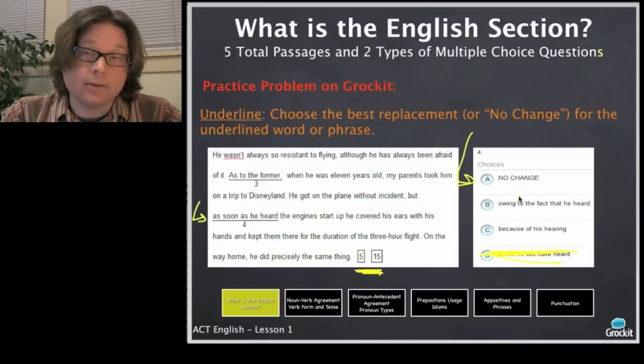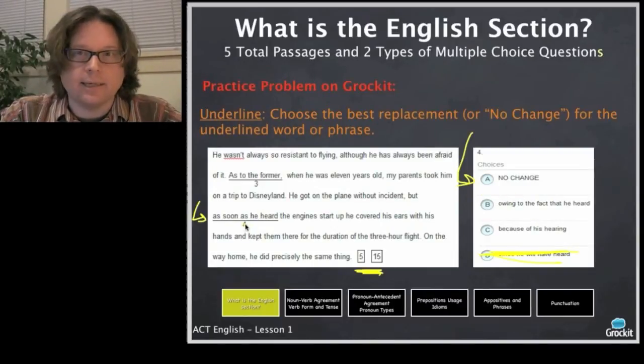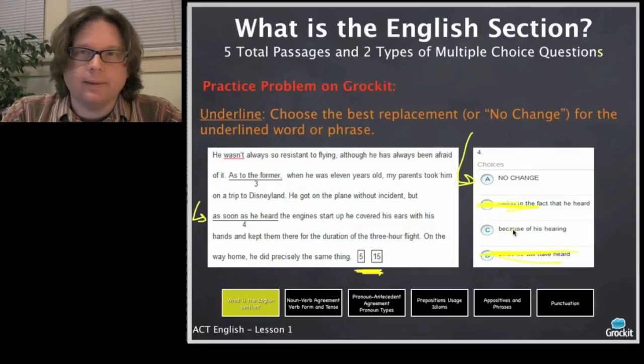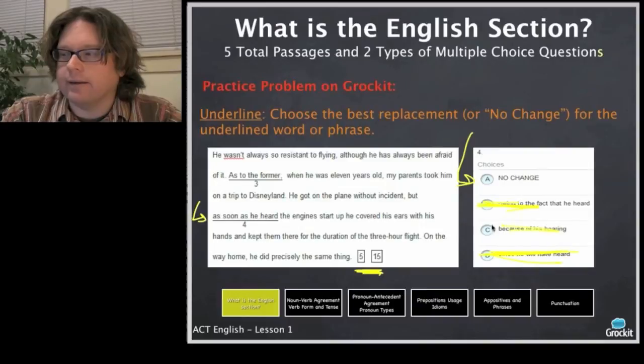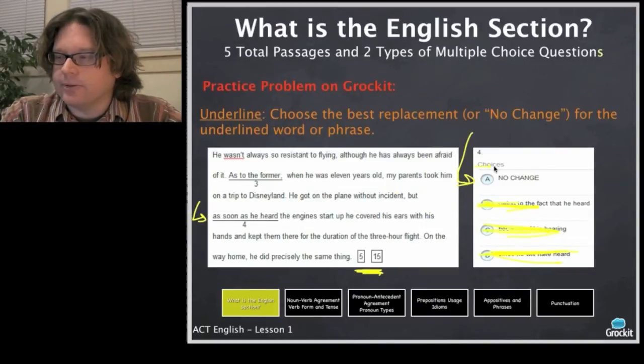Do we need to say that? It is grammatically correct, but it's simpler just to say as soon as he did it. It also gives us a time reference that choice B doesn't have. And then while C has because of his hearing the engines start up, we really want it to be, again, a time thing rather than a reason. So here we would choose choice A.